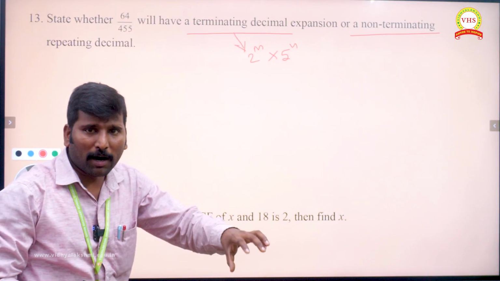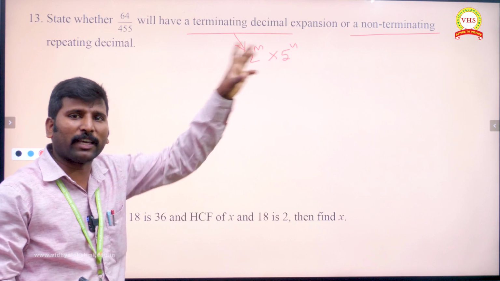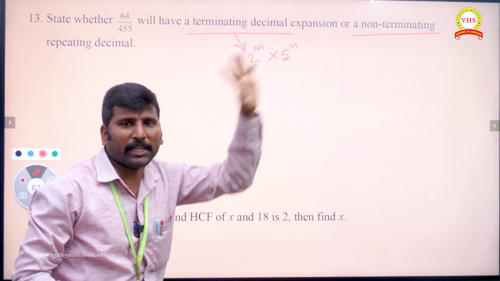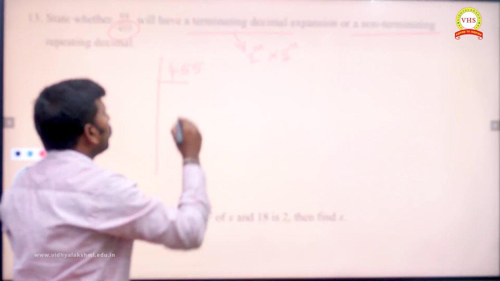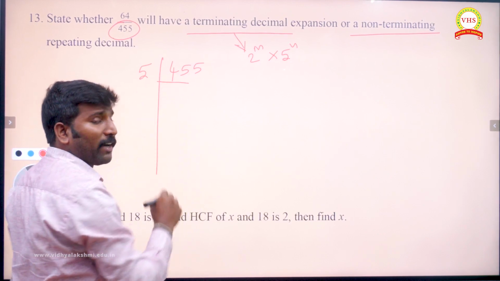Suppose it is in the form of 2 power something, 5 power something, we will say it terminates. Otherwise, it's non-terminating. That's it. So you take the denominator 455, and we will check its prime factorization first.